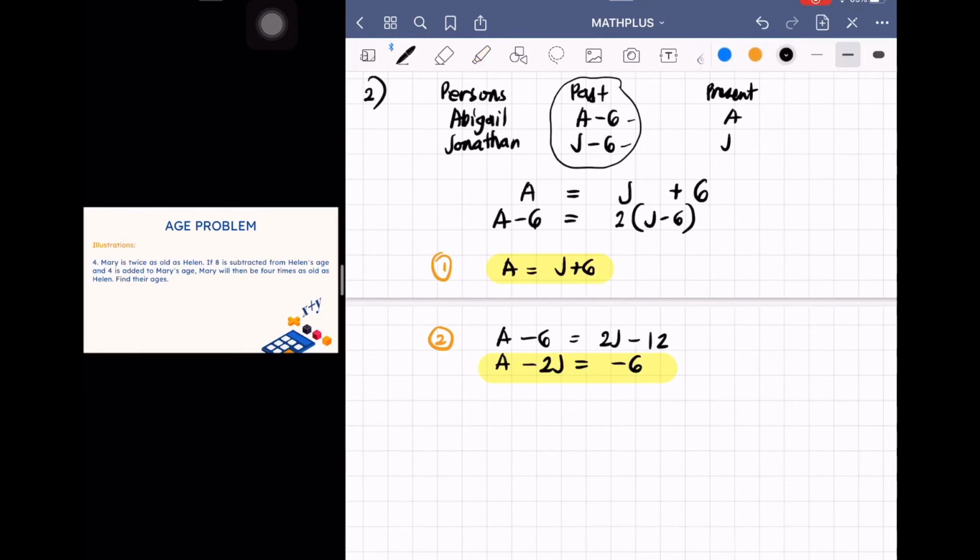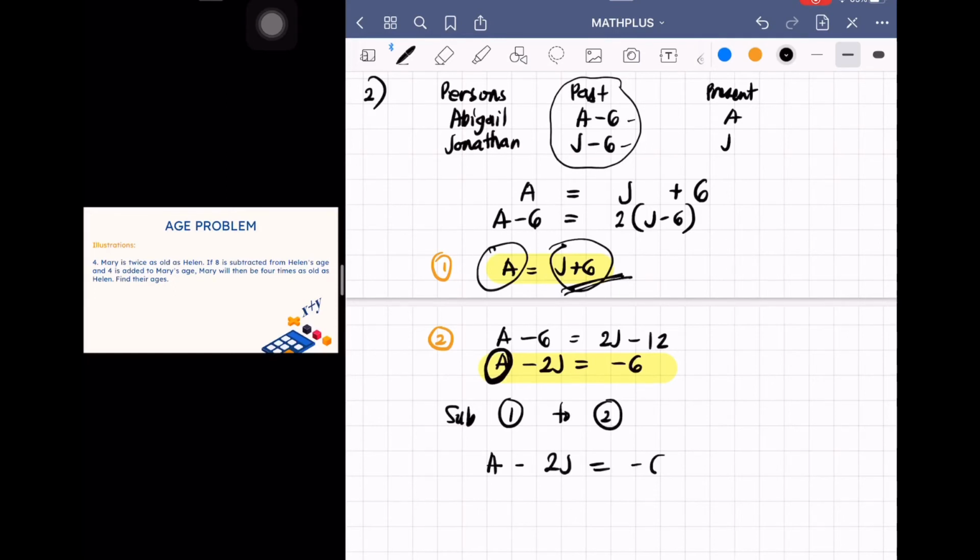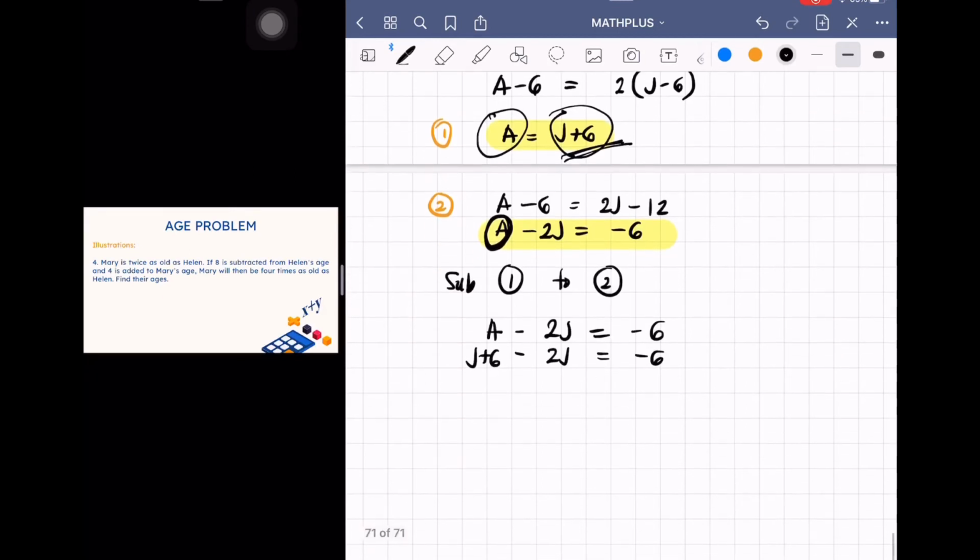What I'm going to do is substitute 1 to equation 2. So, I will replace, since A daw is equal to J plus 6, I will replace this by J plus 6 according to statement or equation 1. Copying equation 2, I will replace A by J plus 6. So, J plus 6 minus 2J equals negative 6. Simplifying, we get, this is J minus 2J. So, I have negative J equal to, I have 6 transposed to the right, that's negative. So, negative 6 minus 6, that's negative 12. Therefore, J is equivalent to 12 years old at present.